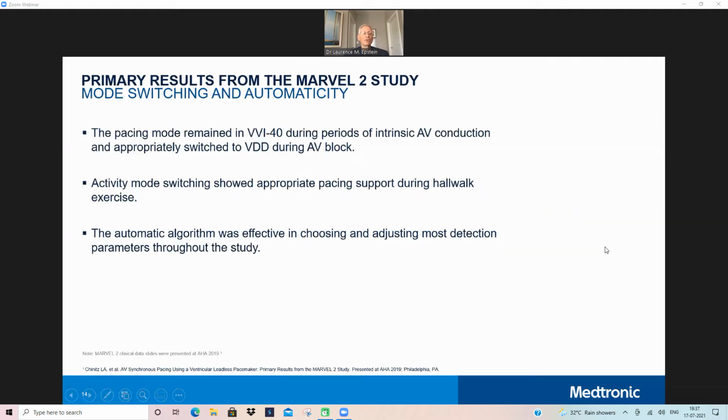So the primary results from the study: mode switching and automaticity. The patients remained in the VVI 40 mode during periods of intrinsic AV conduction and appropriately switched. So we were able to demonstrate that the mode switch worked. Activity mode switch showed appropriate pacing support during a hall walk. We got people up and walked them around, and were able to show that if their heart rate should have been higher based on rate responsiveness, the device appropriately switched, as Todd had talked about, and that the automatic algorithm was effective in choosing and adjusting most of the detection parameters throughout the study.